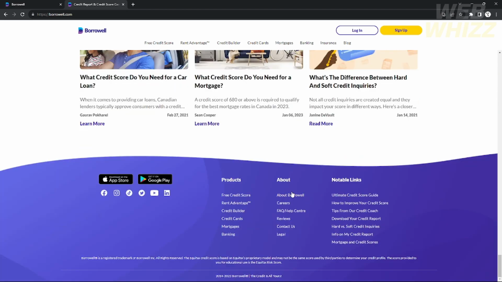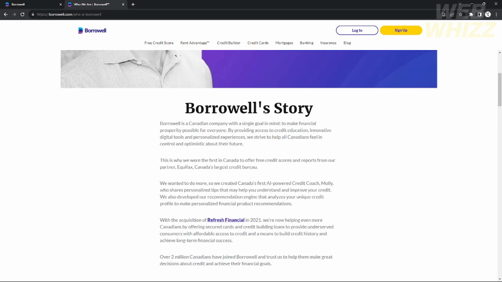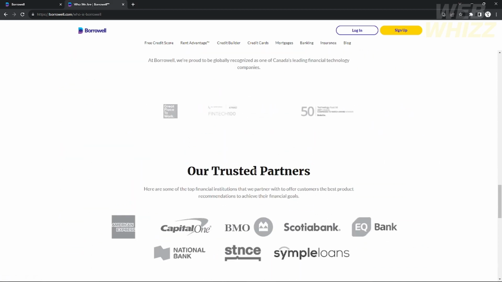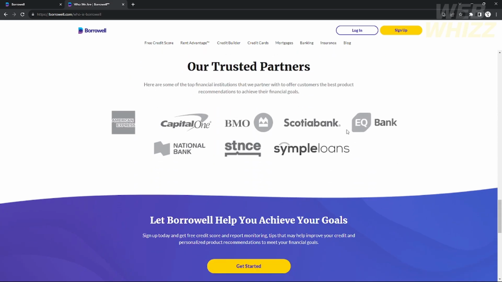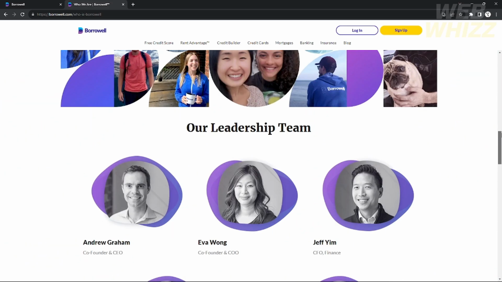As you can see, there are a lot of platforms in the browser that let you manage your credit score, but Borrowell is only applicable in Canada. So if you live in Canada and want to check your credit score online, this is the best way to do it. You can also check the history of Borrowell, their awards and recognition, and their trusted partners on the About page on their website.